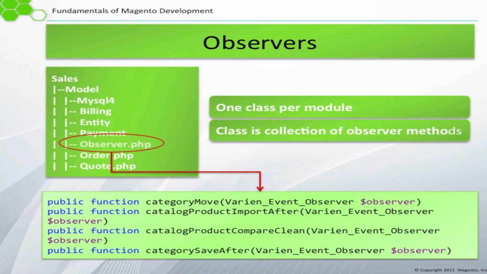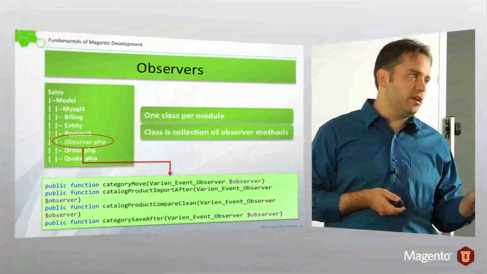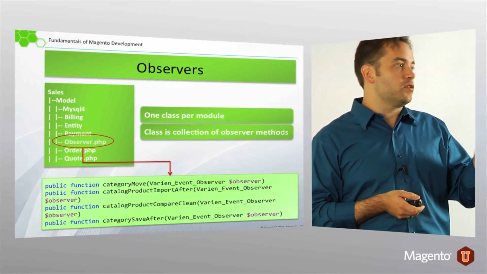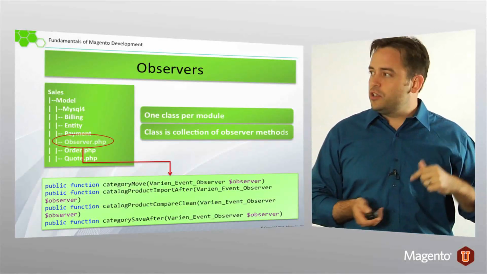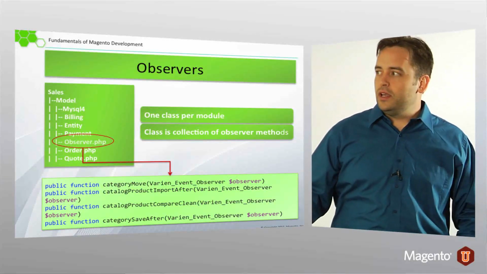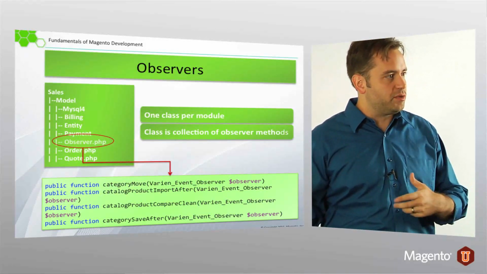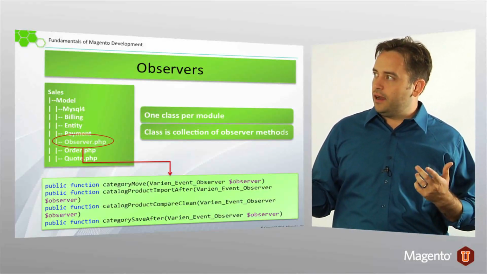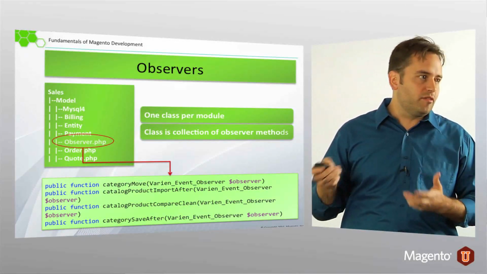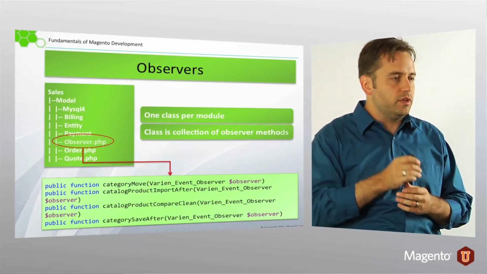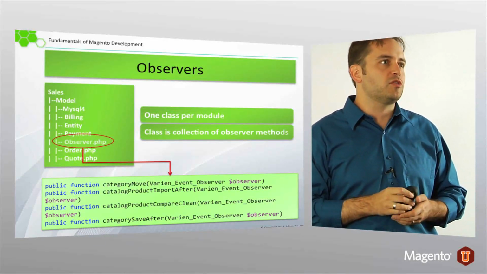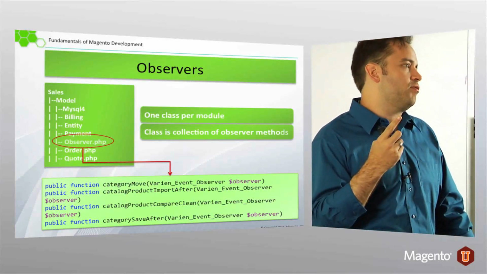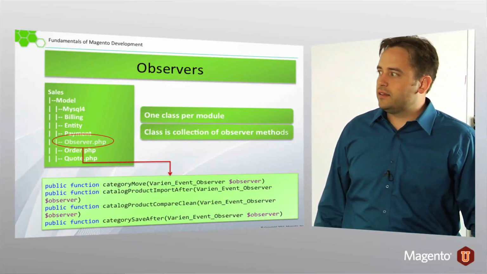But what observers are, what they do: generally, when you create an observer by convention, it is a model. Observers are always models. And by convention, you'll name it observer. So that's a quick way in your code to see that you actually have observers in your module. And of course, you would pack all of the methods that your module would call in one observer file. Again, this is by convention.